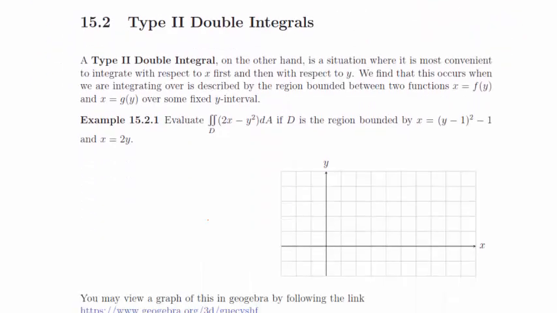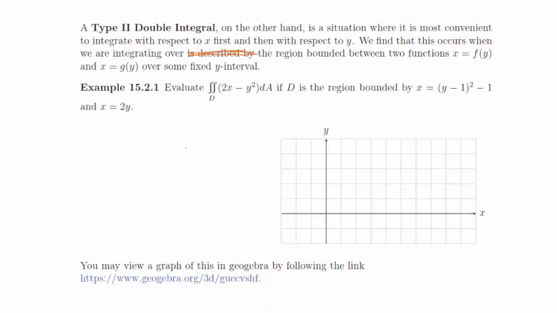So section 15.2, type 2 double integrals. A type 2 double integral, on the other hand, is a situation where it is most convenient to integrate with respect to x first and then with respect to y. We find that this occurs when we are integrating over the region bounded between two functions, x equals f of y and x equals g of y over some fixed y interval. So now let's look at the following example to see how this is working.